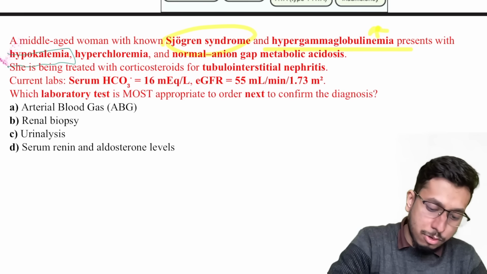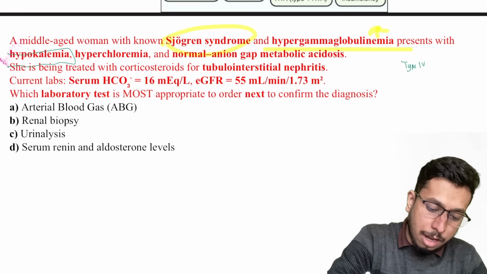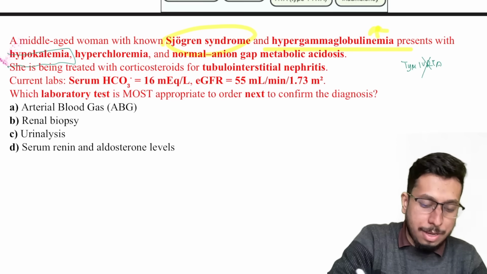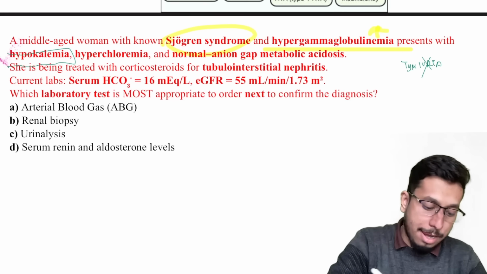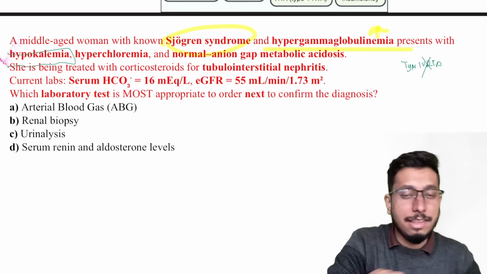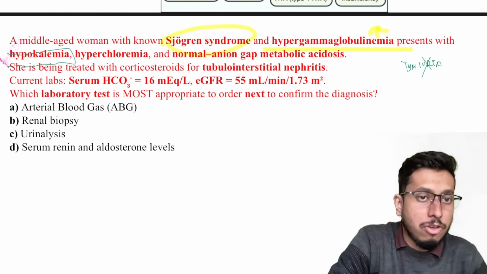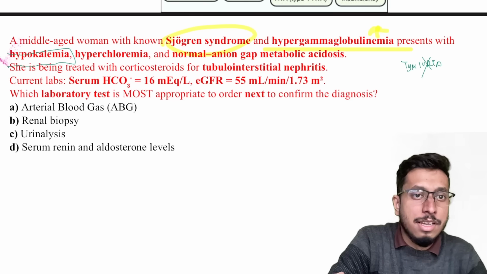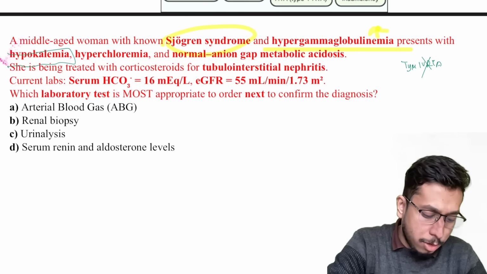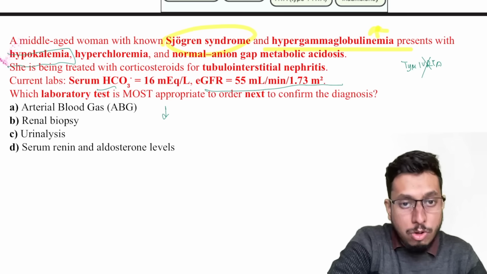So what is already ruled out? It is not type 4 RTA. We know this at the very onset. Then there is an increase in chloride level and normal anion gap metabolic acidosis, and this is the condition when you consider evaluating for renal tubular acidosis. Now she is being treated with steroids for tubulointerstitial nephritis. Lab value is given: bicarbonate is 16, which is low, and eGFR is on the lower range. Which laboratory test is most appropriate to order next to confirm the diagnosis?